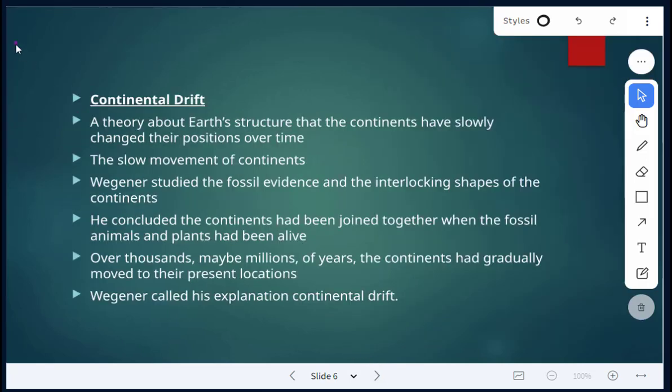So what is continental drift? This was a theory about Earth's structure, that the continents have slowly changed their position over time. So it's the slow movement of continents. So Wegener, he studied the fossil evidence and the interlocking shapes of the continents, and he concluded that the continents must have been joined together when the fossil animals and those plant animals had been alive. And over thousands, maybe millions of years, the continents gradually moved to their present locations. And Wegener called this explanation continental drift.